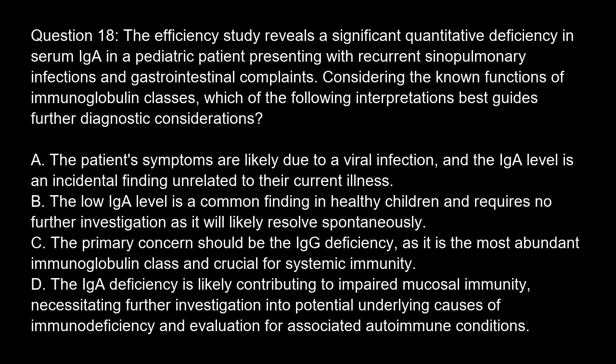Option A. The patient's symptoms are likely due to a viral infection. The IgA level is an incidental finding unrelated to their current illness. Option B. The low IgA level is a common finding in healthy children and requires no further investigation as it will likely resolve spontaneously. Option C. The primary concern should be the IgG deficiency, as it is the most abundant immunoglobulin class and crucial for systemic immunity. Option D. The IgA deficiency is likely contributing to impaired mucosal immunity, necessitating further investigation into potential underlying causes of immunodeficiency and evaluation for associated autoimmune conditions.